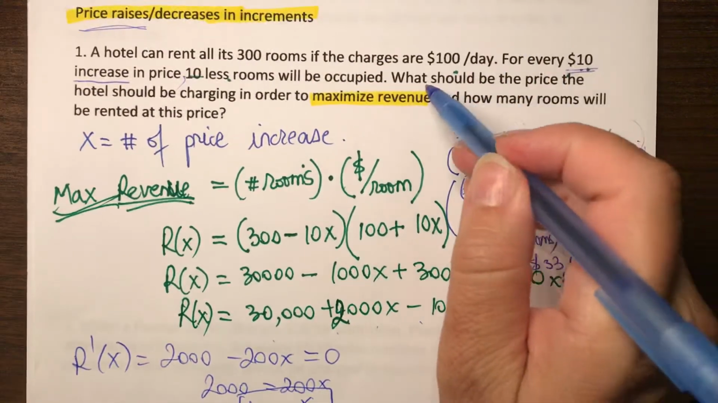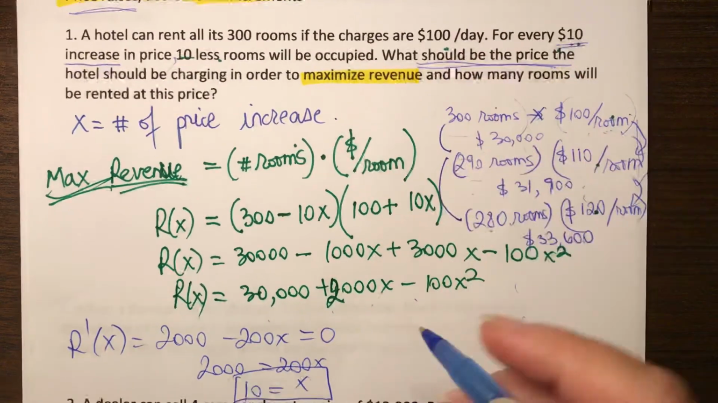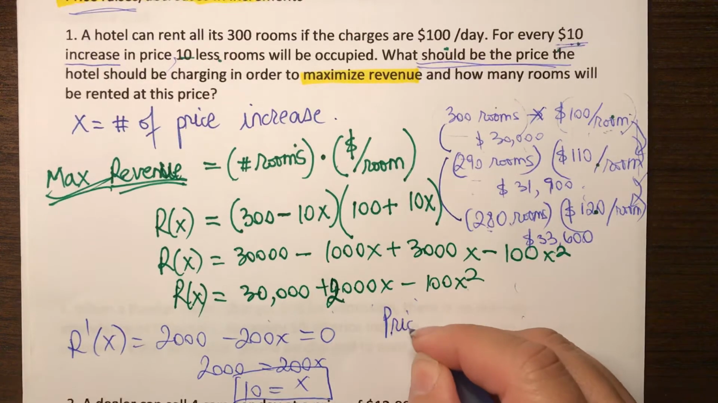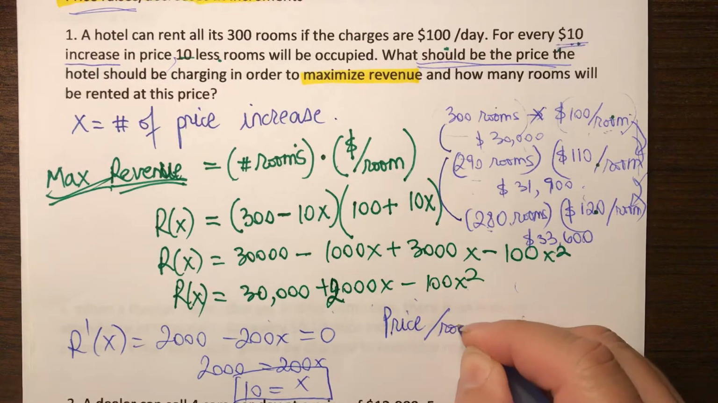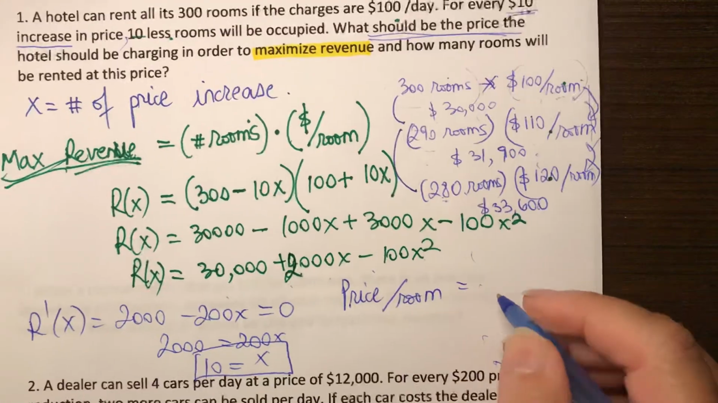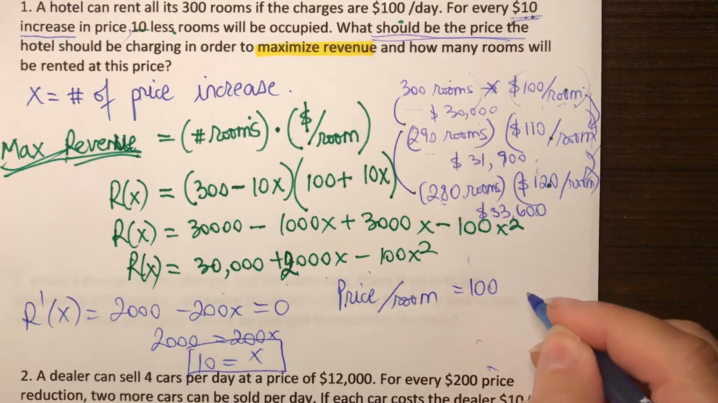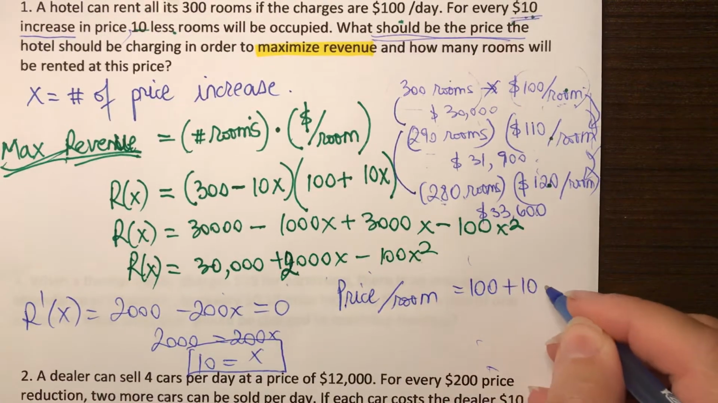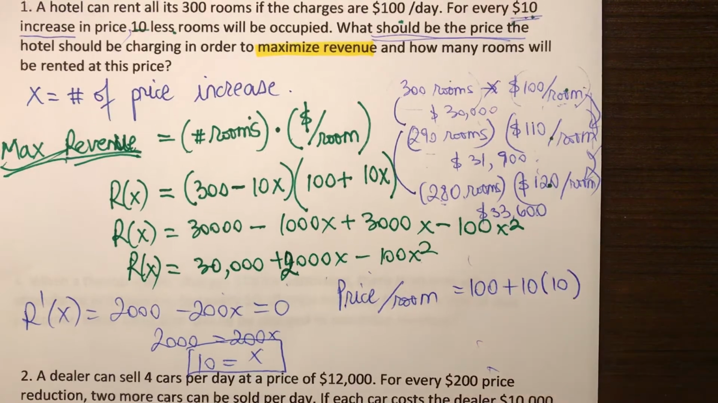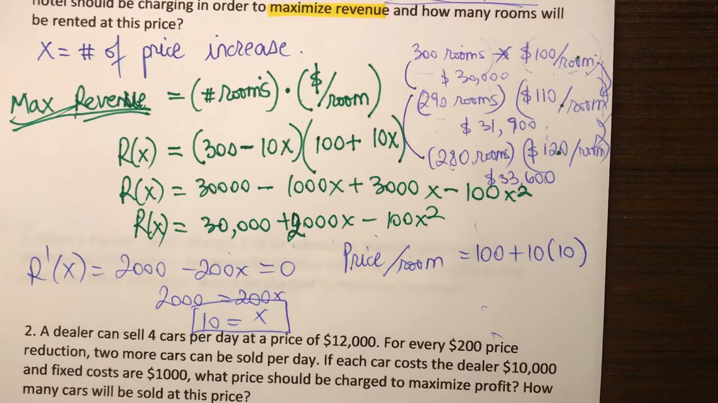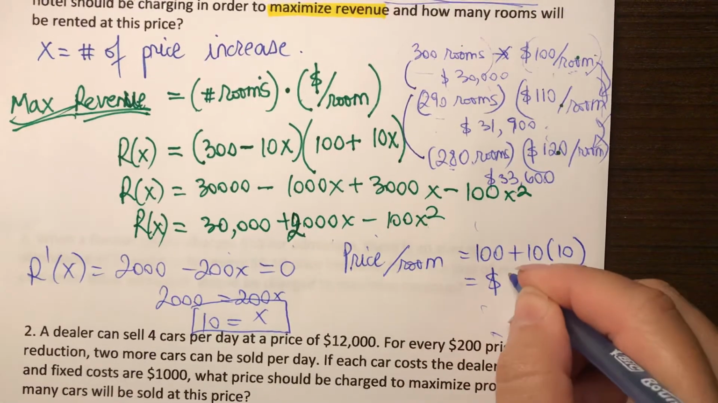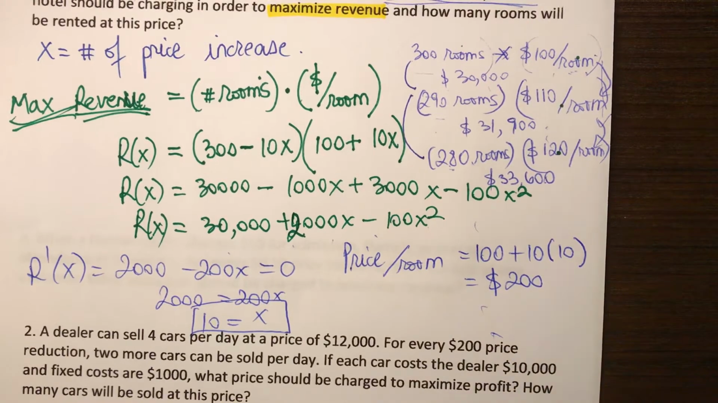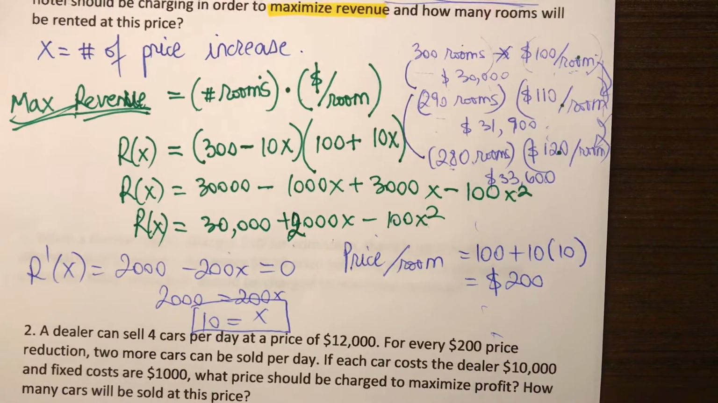Okay. So what should be the price? Then the price per room is going to be, again, remember, we're starting at 100 and we add $10 for every increase, and it's going to be 10 of those. So the price per room is going to be $200. We're going to push it up to $200.